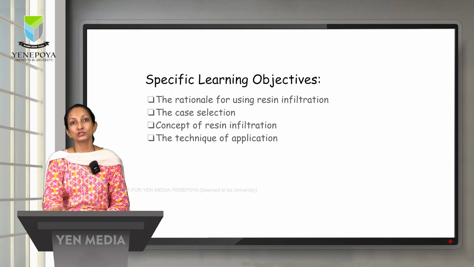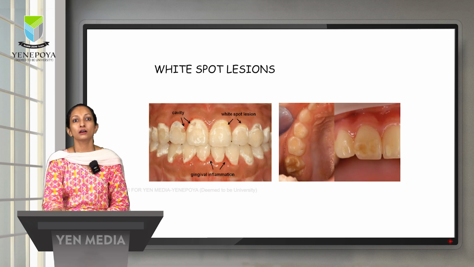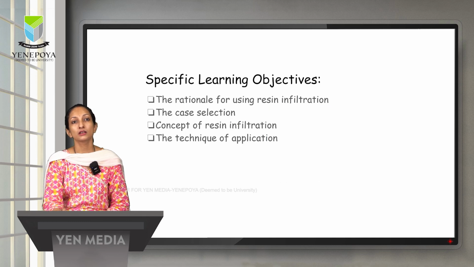So, resin infiltration is my topic for today, and resin infiltration is a minimally invasive technique which is used to treat white spot lesions or mild fluorosis or post-orthodontic discolorations or demineralizations. So, the SLO for today's topic is the students will be able to understand the rationale for using resin infiltration. Also, they will understand what kind of cases to be selected for resin infiltration, the concept of resin infiltration and the technique of application.